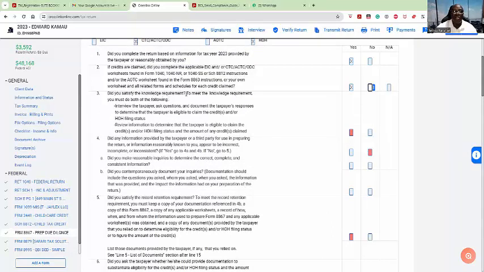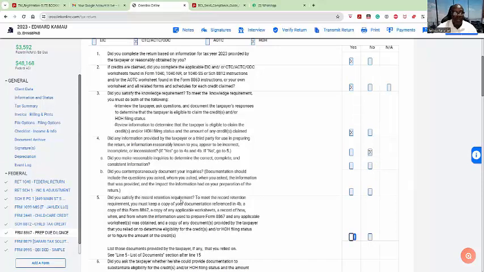Did you satisfy the knowledge requirement? To meet the knowledge requirement, you must do both of the following: interview the taxpayer, ask questions, and document the taxpayer's response to determine that the taxpayer is eligible to claim the credit. You say yes, you are aware. Did any information provided by the taxpayer or third party, or reasonably known to you, appear to be incorrect, incomplete, or inconsistent? No. Okay.